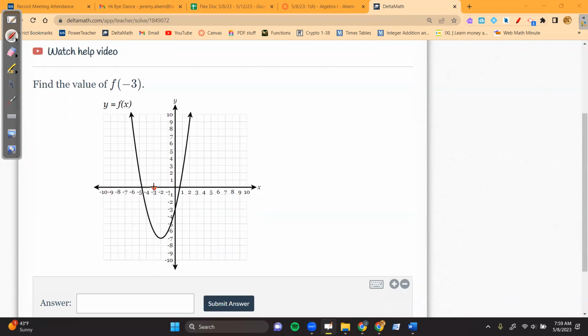So there's -3. So I'm going to go left 3, and the graph clearly exists below me. So I'm going to go down 1, 2, 3, 4, 5. And you can see I strike the graph right there at -6. So that's all I have to do is type that in, just -6.